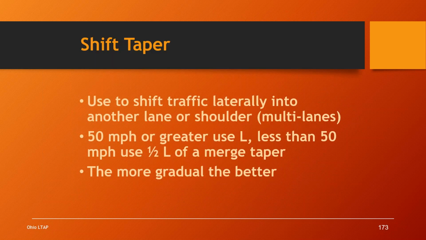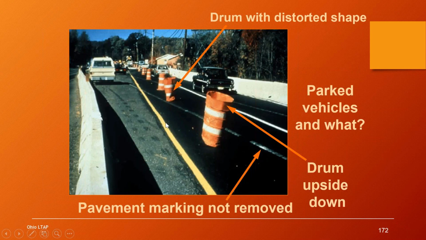And of course, we frown upon seeing parked vehicles here in the transition area and buffer space. This area is supposed to be completely vacant of people and vehicles and equipment and materials, because it's there for the situation where an errant motorist might come plowing through there. So we want that area to be completely vacant.